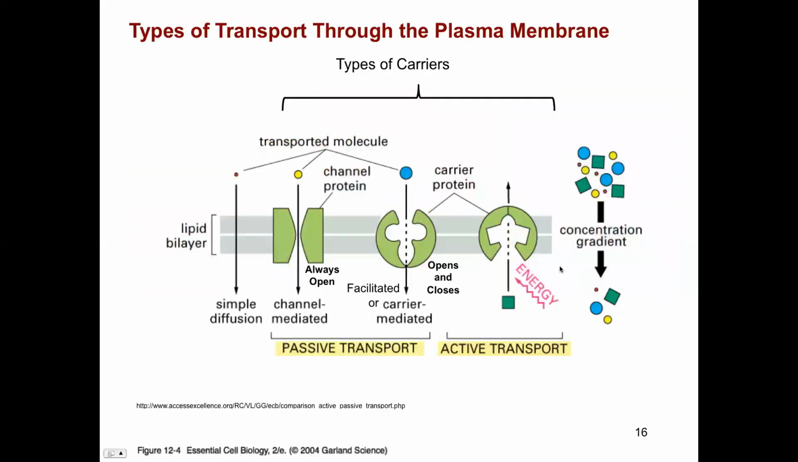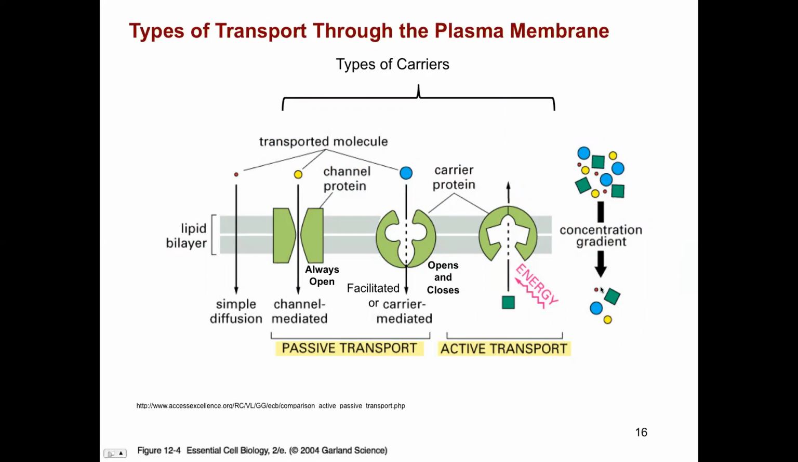Now, let's talk about selective permeability, all right? Not everything needs a protein to get through. Keep in mind here, we've got a concentration gradient. We're seeing high on the outside of the cell and low on the inside of the cell. I'm just doing that figuratively. It could be the other way around. But from high to low concentration, no energy is required in that case.